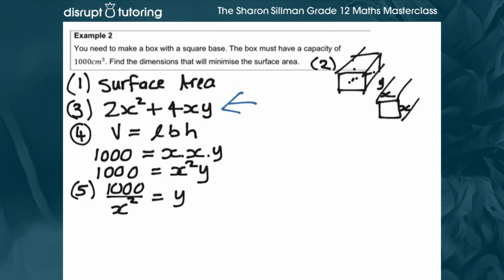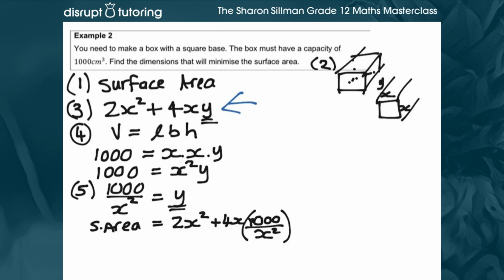So our surface area is going to be 2x squared plus 4x times whatever y is. So notice I've got this y and I'm substituting what this y is. So that is 1,000 over x squared. So that's what our formula now looks like. So we're now going to find the derivative of that formula, step 6. Is it ready to find the derivative? No, it is not, because there are variables in the denominator.